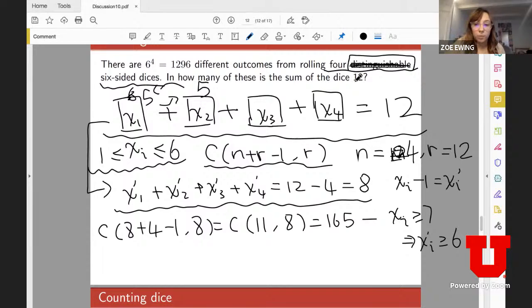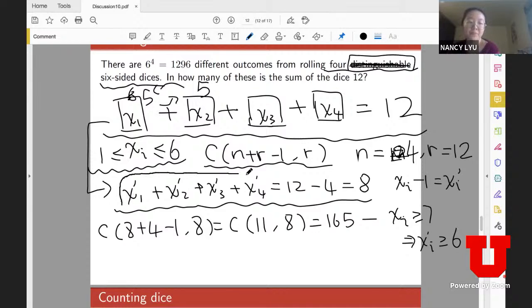All right, and then there is another question about is it C(11,4) or C(11,8)? It's C(11,8). So we have this equation here. And we know our n is the number of possibilities, which means we have n items, or n spots to choose from. So our n is equal to 4 in this case, because we have 1, 2, 3, 4 spots to choose from to place our dice.